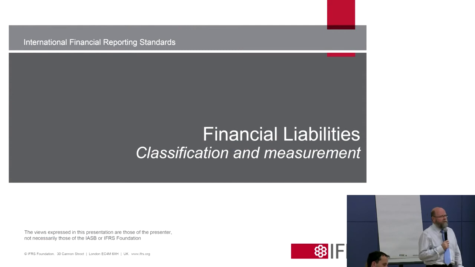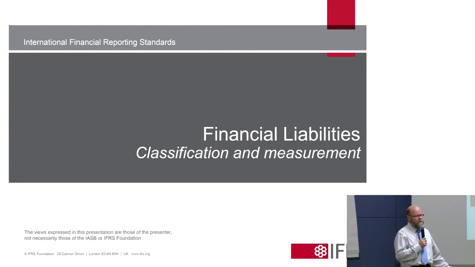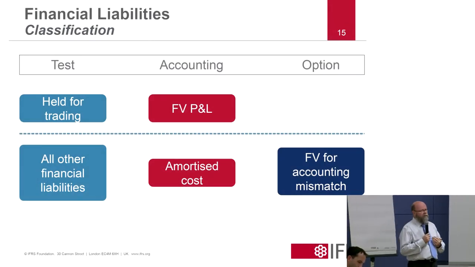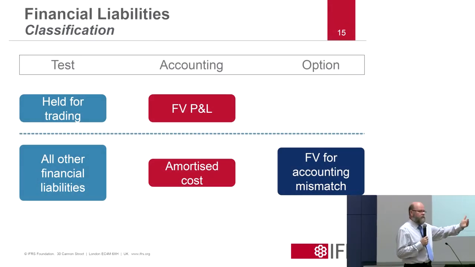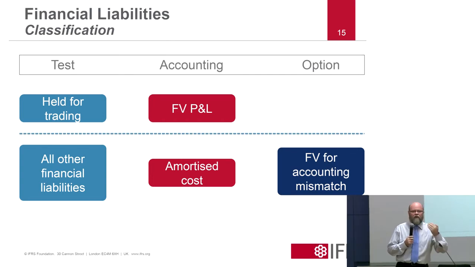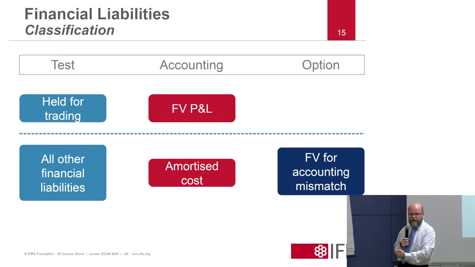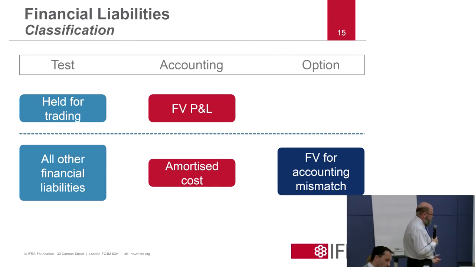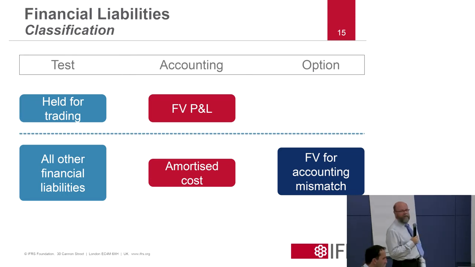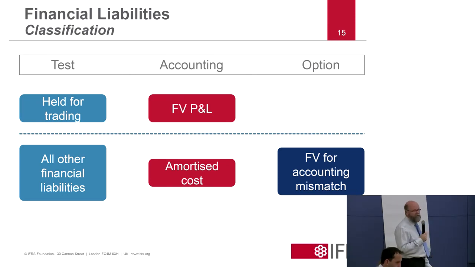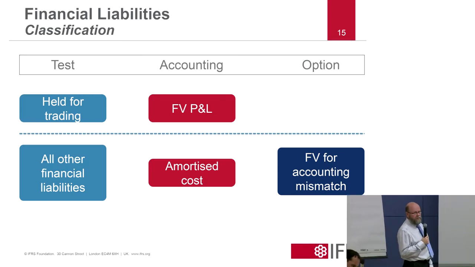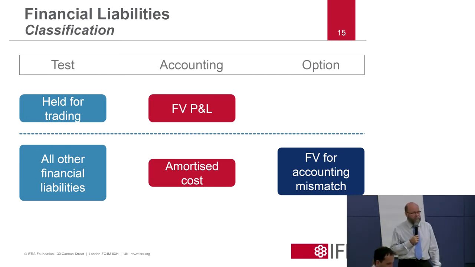All right, so that was financial assets. Now let's talk about financial liabilities. Other side of the balance sheet. With the financial liabilities test, we start the test on the other side. The first question we ask ourselves is, are the financial liabilities held for trading? In other words, do I trade in these financial liabilities? If the answer there is yes, then it's fair value, profit and loss. All other financial liabilities, so the ones that are not held for trading, are at amortized cost.